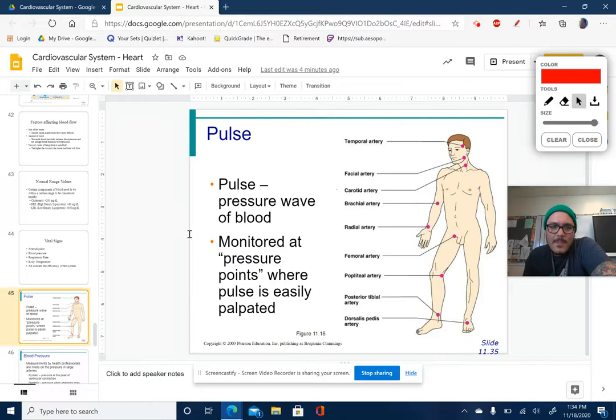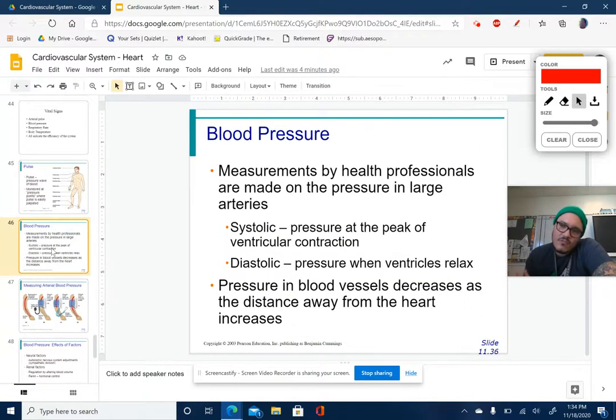All right. Finally, just to conclude, we got to talk a little bit about blood pressure. Blood pressure is something super important, especially to test how healthy your heart is. Is it working too hard or not? So it's a measurement by health professionals made on the pressure of large arteries. There's 2 things that we're measuring: systolic pressure and diastolic pressure.